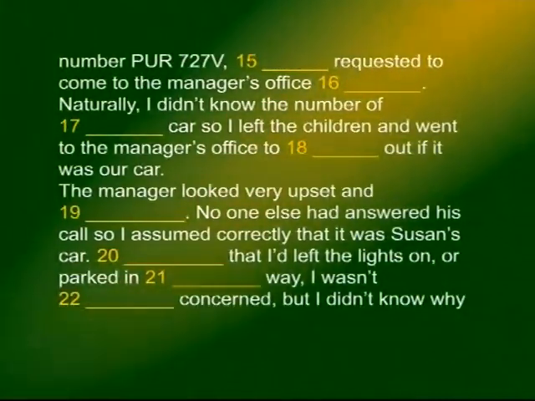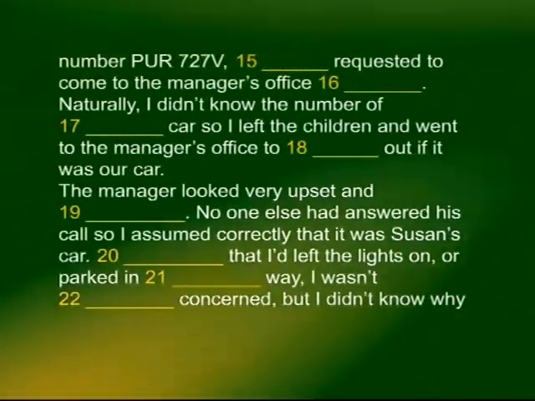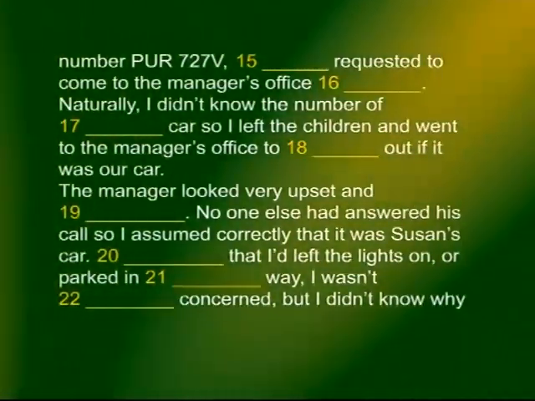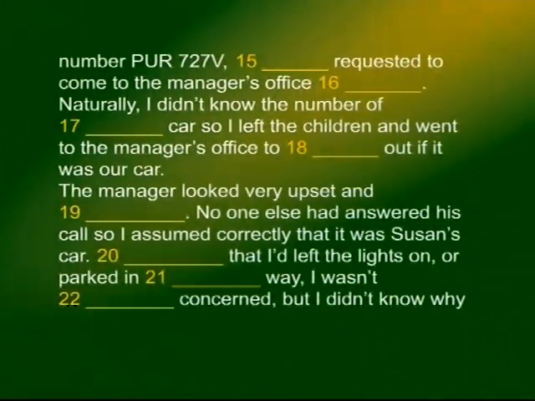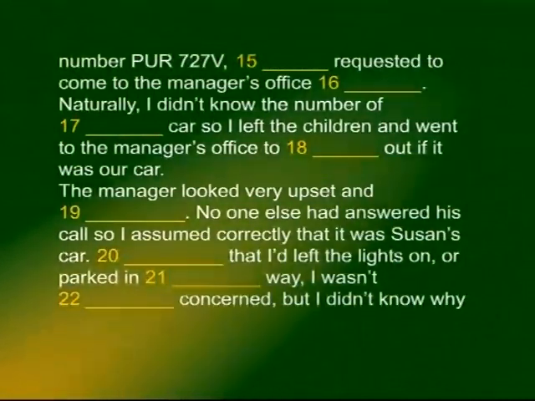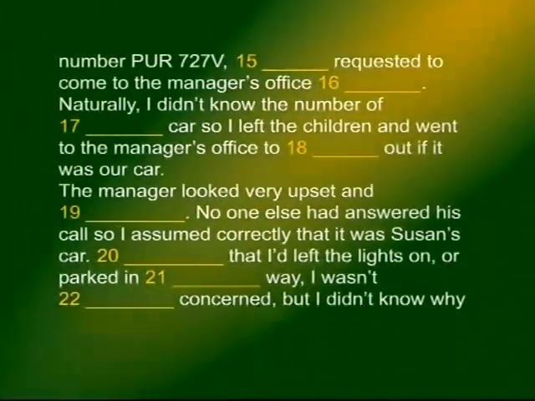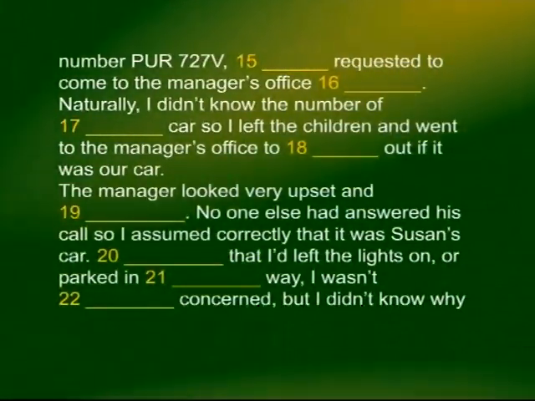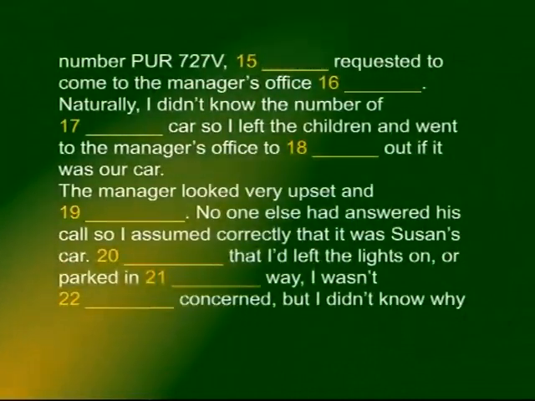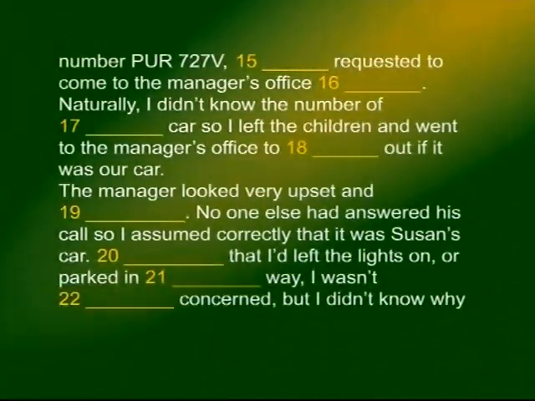So when it says "I didn't know the number of", the word at the end of the gap is "car", so it has to be "the number of the car", or you can even use "Susan's car". Both would be correct. I didn't know the number of Susan's car, so I left the children and went to the manager's office to find out if it was our car.